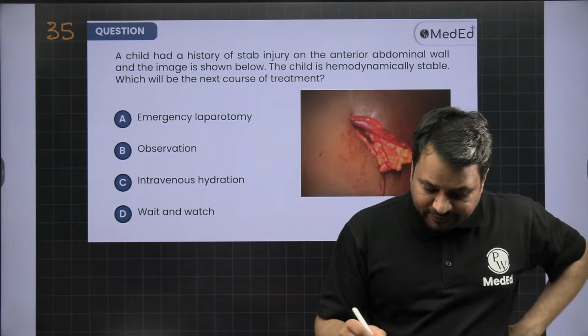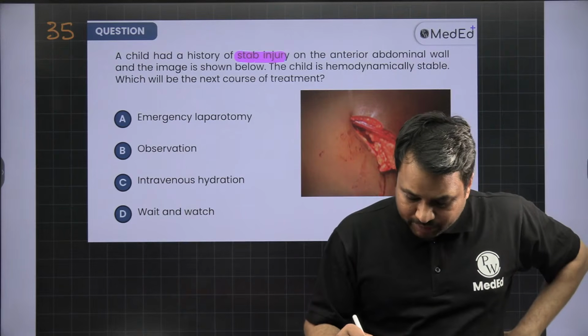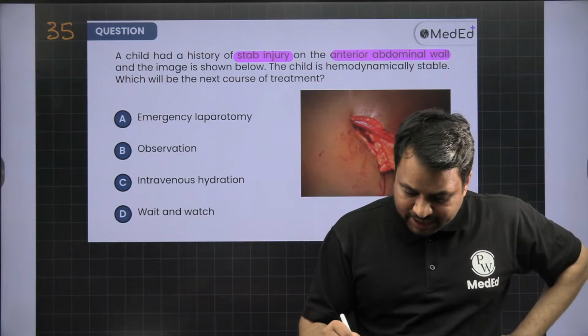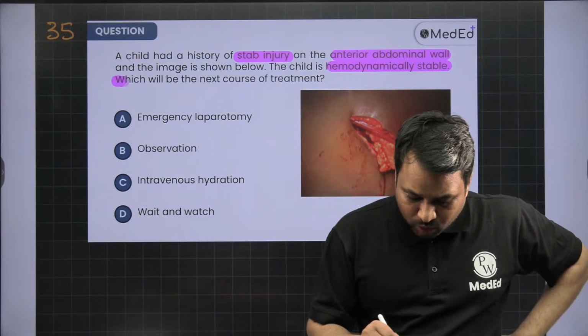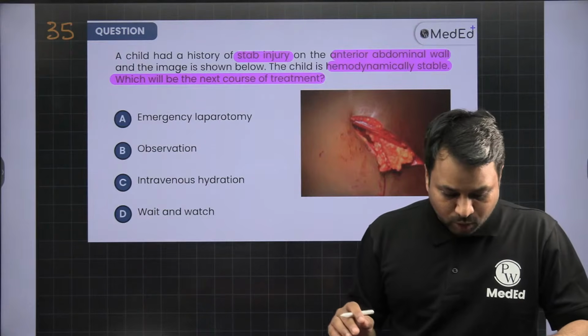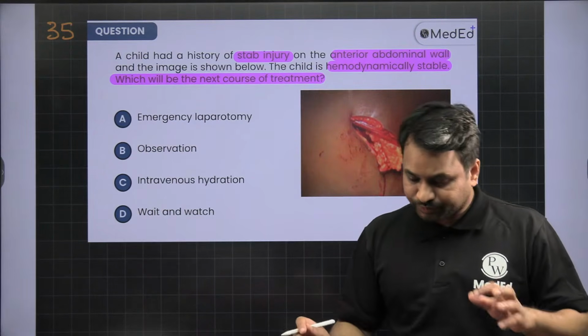Question number 35. A child had a history of stab injury on the anterior abdominal wall. We have already discussed it. And the image is given below. The child is hemodynamically stable. What will be the next course of treatment? Stab injury, hemodynamically stable. What will you do? We have already discussed it.